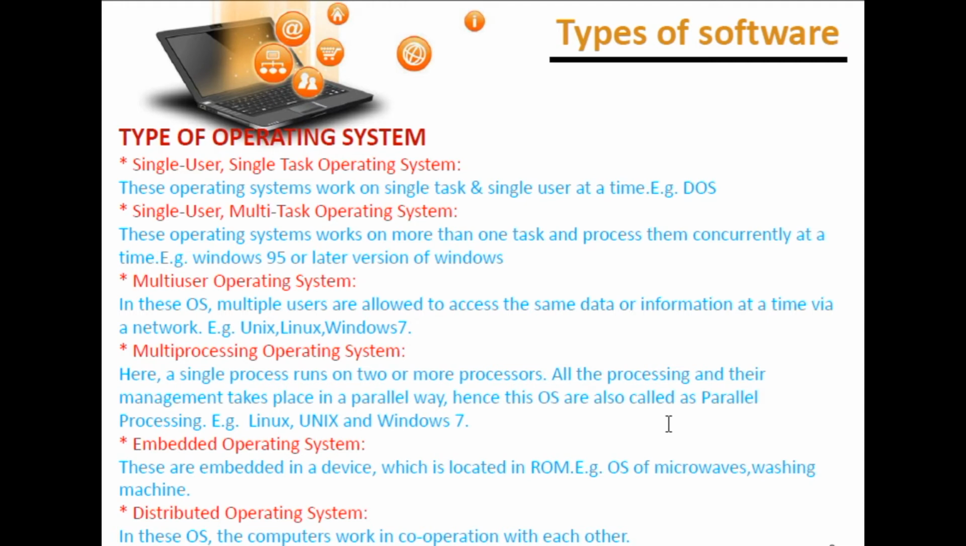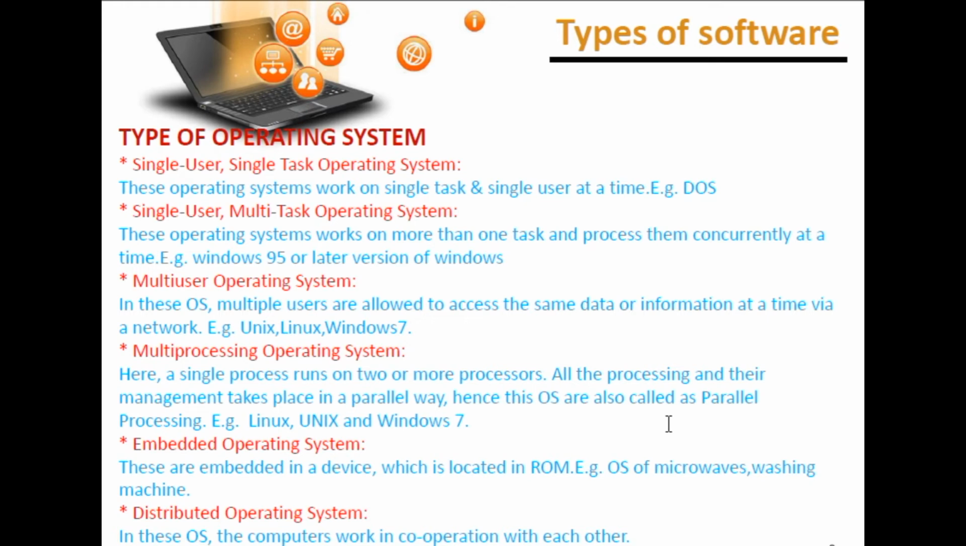Embedded operating system. These are embedded in a device. For example, if you purchase a washing machine, a computer chip is installed in it, and it has smart logic to control the overall activity of washing the clothes. Similarly, in a fridge, according to the temperature, it controls its internal temperature. That is an embedded operating system.